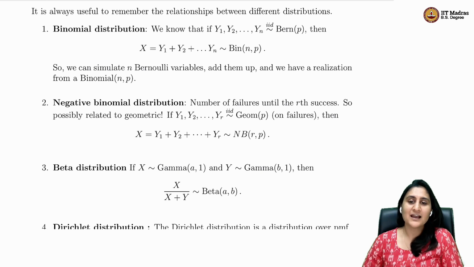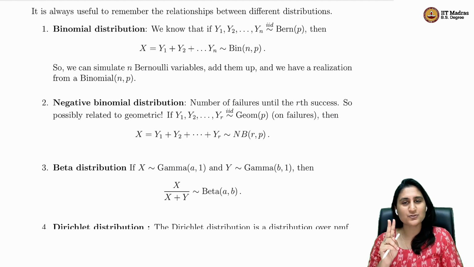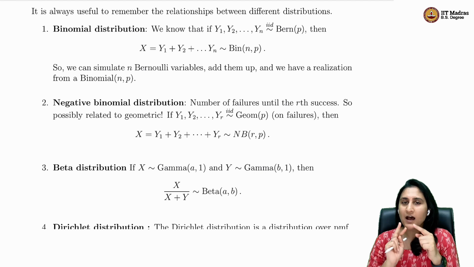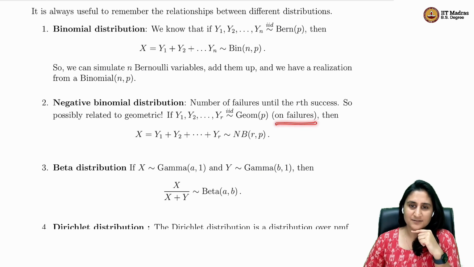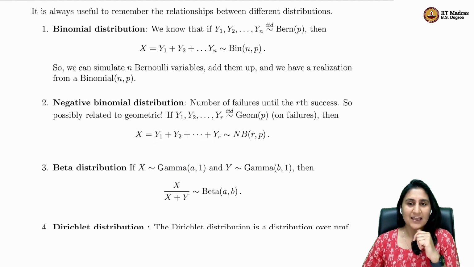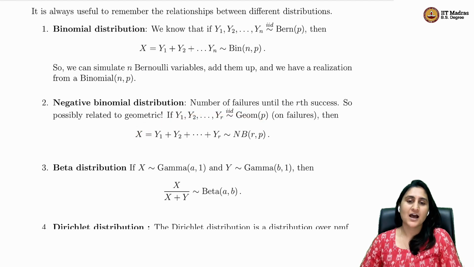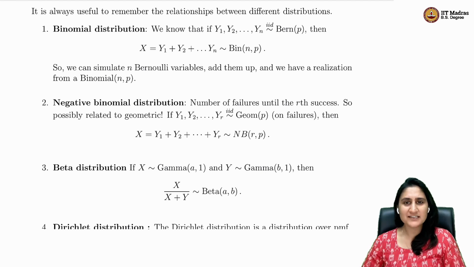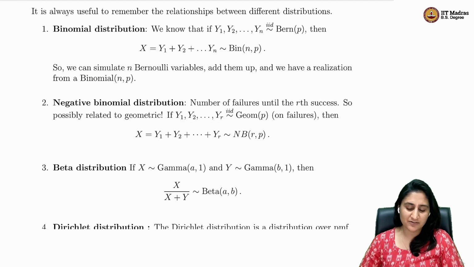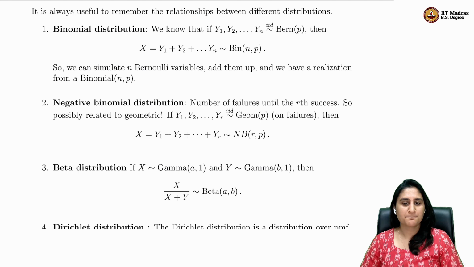Which geometric do I mean? Because there are two geometrics, one that counts the number of trials and one that counts the number of failures. I'm talking about the one that counts the number of failures. So if I take Y1 up to Yr, IID geometric random variables with probability of success p, and I add all of them up, that random variable X is exactly a draw from my negative binomial with parameters r and p. We've already discussed how to generate geometric random variables, so we can use this to generate negative binomial random variables as well.